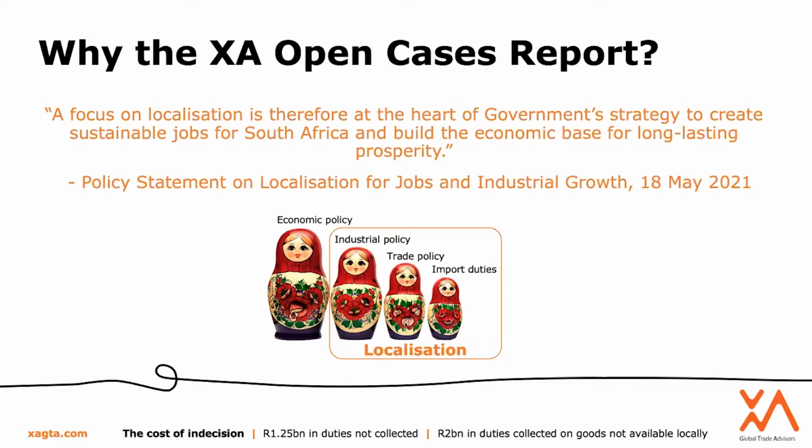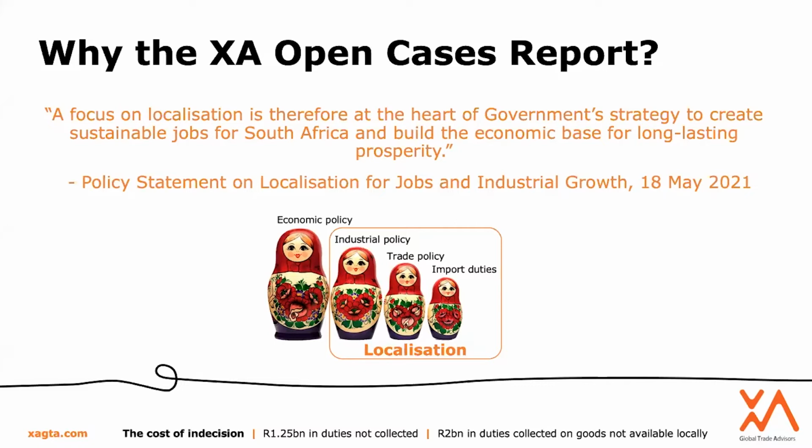So what does this have to do with localization? Well, if you look at our economic policy as a set of Russian dolls, you have the economic policy. Within that, one of the key policy directions is industrial policy. And then within industrial policy, there is trade policy. And the primary lever that you can pull for trade policy are duties. And so duties become an extremely important component of how our economic policy works.